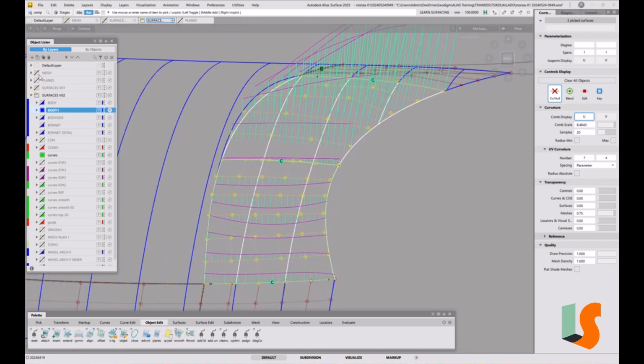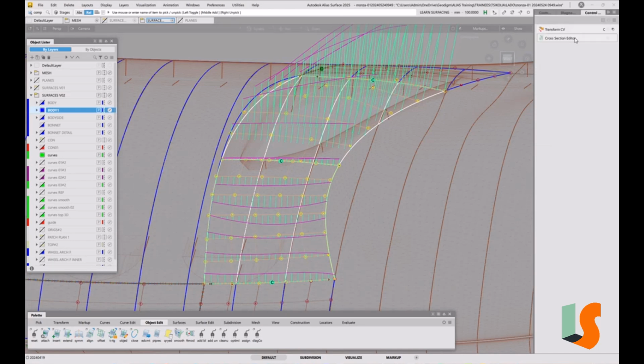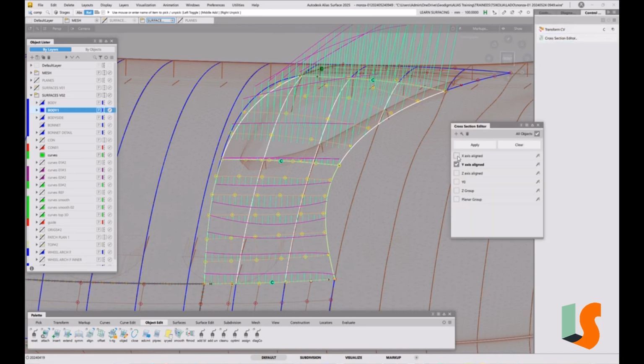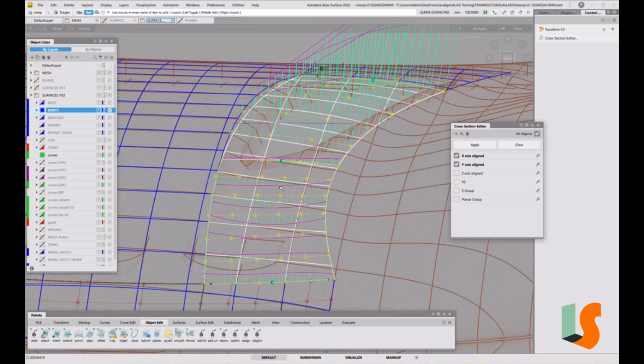Let's have a look at the mesh. Don't think we wanted that. Maybe we do want it. Depends what the mesh is telling us. No, we definitely don't want that. It should be all going the same way.